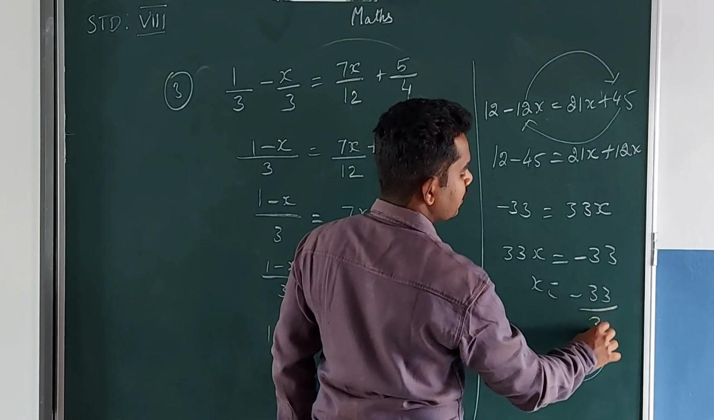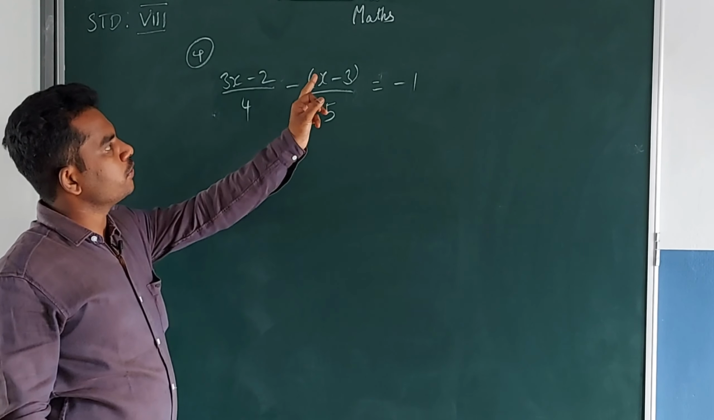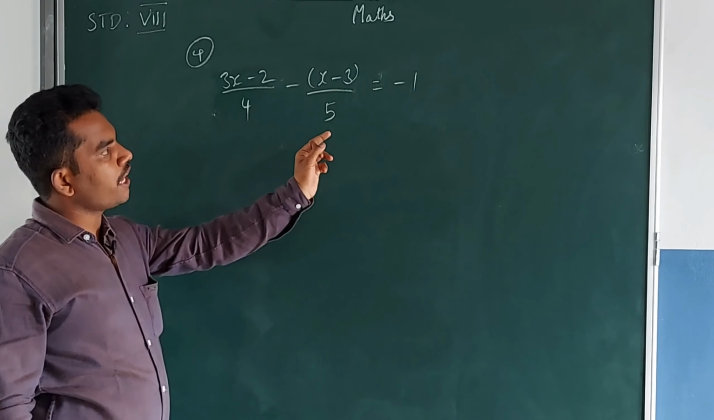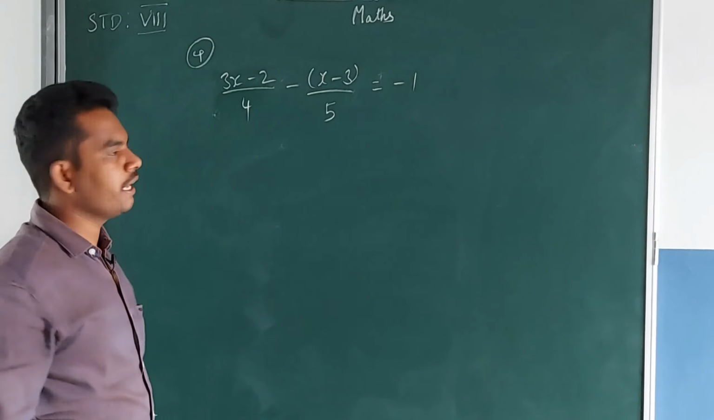So, x equal to minus 1. So, the solution for this equation is x equal to minus 1. Now this question: (3x minus 2) divided by 4 minus (x minus 3) divided by 5 equal to minus 1. Okay. So, here what is the LCM for 4 and 5? 20. Okay, 20 is the LCM.